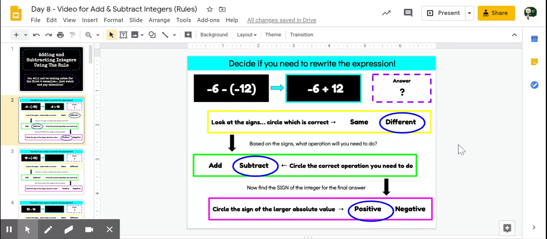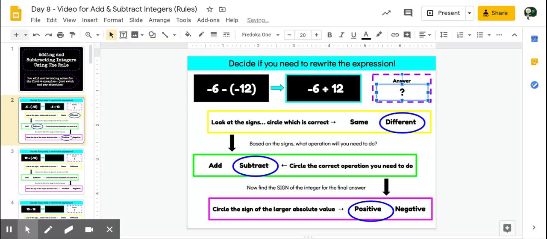So those are the three things that we want to do. These are the rules that we follow for working with our adding and subtracting negative numbers. So the fact that the signs were different, that tells me I need to subtract. I need to subtract their absolute values. The absolute values of these numbers are 6 and 12. When I subtract those, 12 minus 6 gives us 6. So that tells us that our answer is going to be 6.